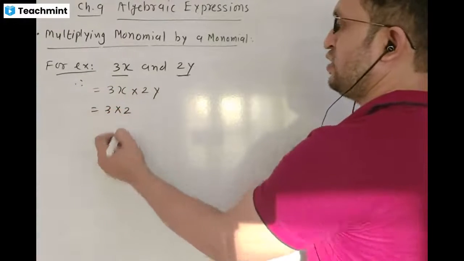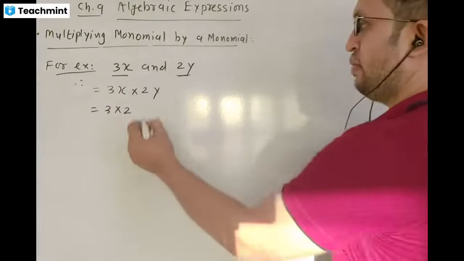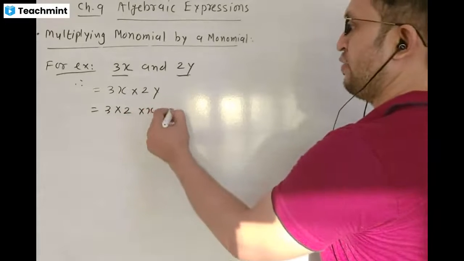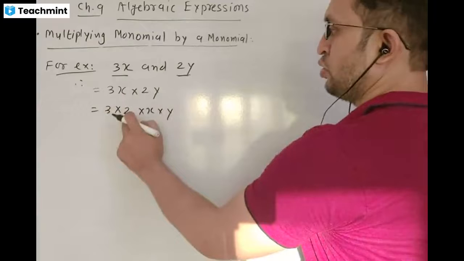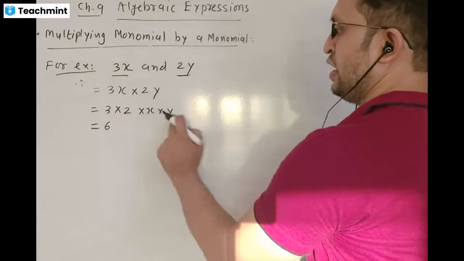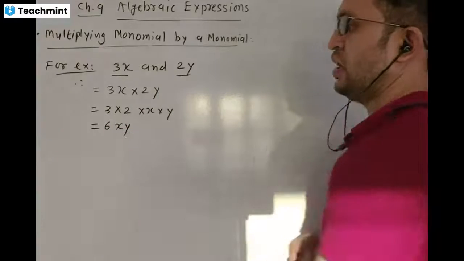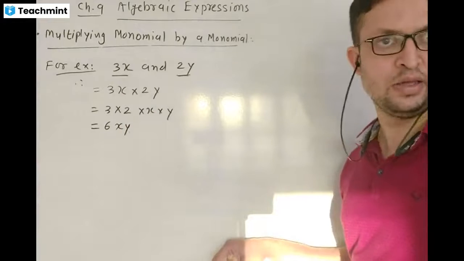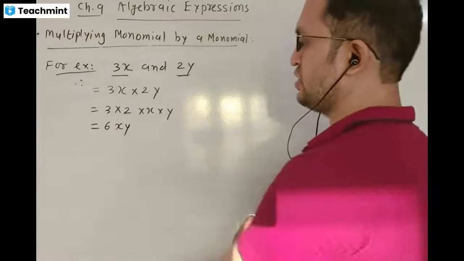Here multiply means number to number and variable to variable. x multiply y. So 3 into 2 is 6, and x into y is xy. That is, the final answer is 6xy.